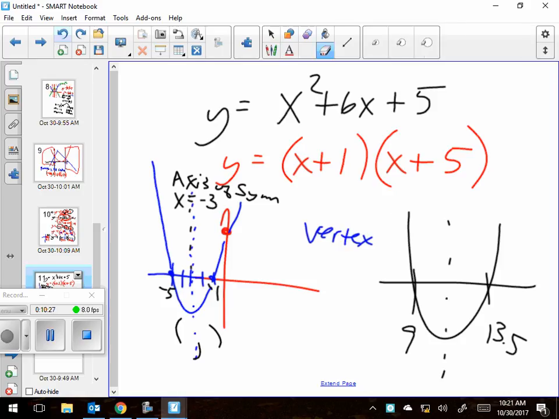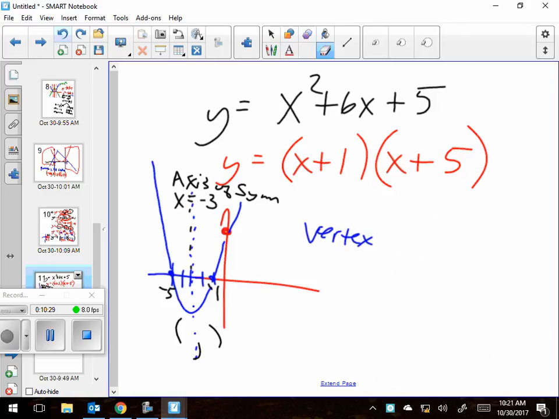All right, so where does that leave us with a vertex? Well, we know that the x is -3. What do I do with that?